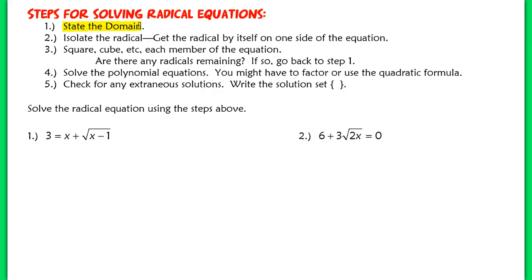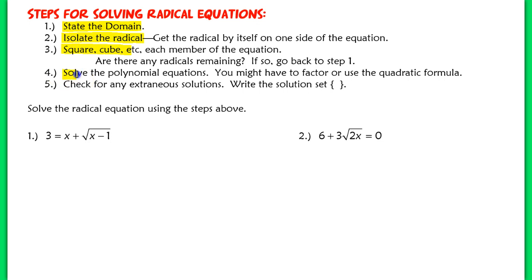Step 2 is to isolate your radical. Sometimes you'll have more than one radical, but if you only have one radical, you're going to get that radical by itself on one side of the equation. Then you will square both sides. Sometimes we'll cube both sides. It depends on what type of radical we have. And then we try to get rid of all the radicals. So if we have one remaining after we square something, we have to go back to step 1 and start all over again. Okay, we'll do a couple problems where you see more than one radical in the equation.